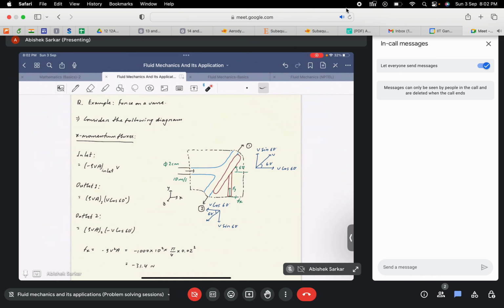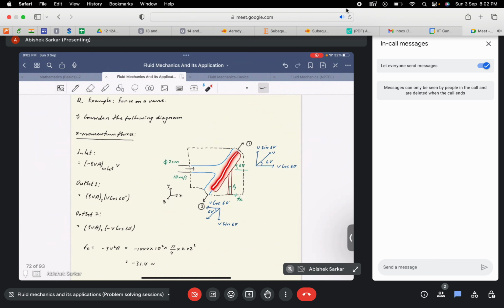Even if we have not considered the shear stresses that act on the fluid because of its flow along the vane, it is quite cleverly incorporated in the solution because of the choice of the control volume. Since we have chosen a control volume in such a manner, as mentioned, the control volume is quite far from the walls.